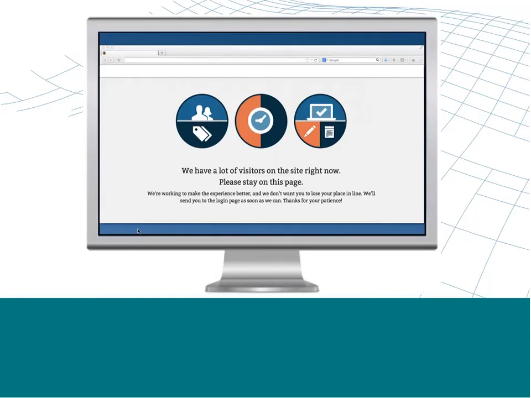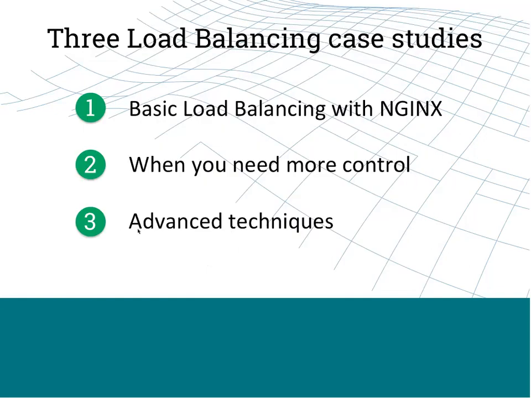And if you don't have a load balancer, if you don't scale your site correctly, if you don't have a means to detect application errors and route away from them, then unfortunately, this is the potential end result. So now I'm going to dive into 3 basic load balancing case studies using NGINX and NGINX Plus to deliver basic load balancing, to give you more control over how traffic is routed, and then at the end to talk about some advanced techniques that you can use.